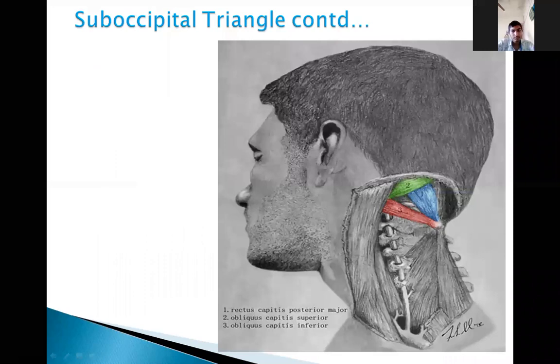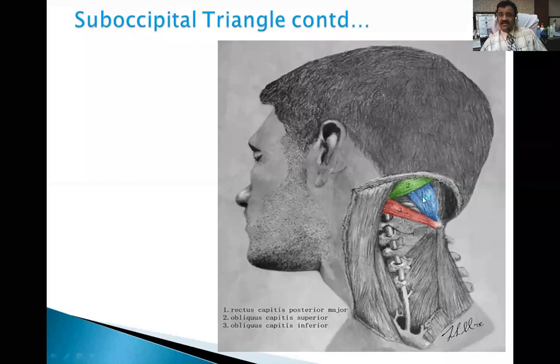This is a different triangle, differently located on the back of the neck, and this is called the suboccipital triangle. You can see 1, 2, and 3 muscles. 2 muscles are together here. Above, one is rectus capitis posterior major, this blue one. The green one is obliquus capitis superioris, and the red one is obliquus capitis inferioris.